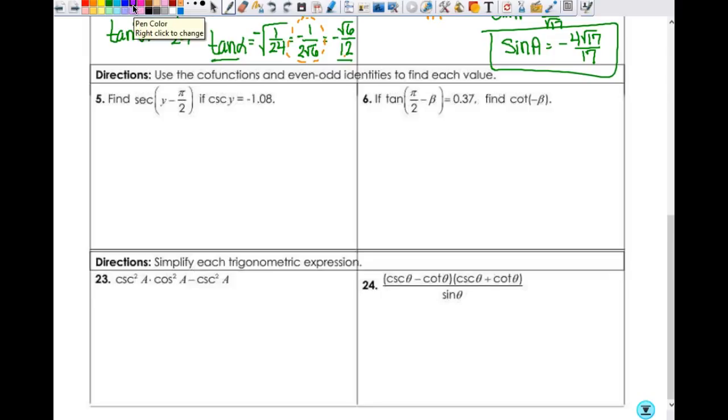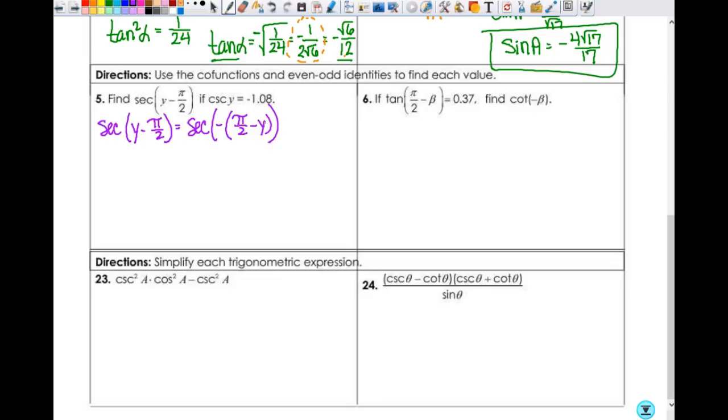It says find the secant of y minus pi halves if cosecant y is equal to negative 1.08. All right, so secant of y minus pi halves is not on my green sheet, so I have to manipulate it a little bit. Secant of negative pi halves minus y. Okay, so now I have secant of a negative angle, and so I look on my little reference sheet.